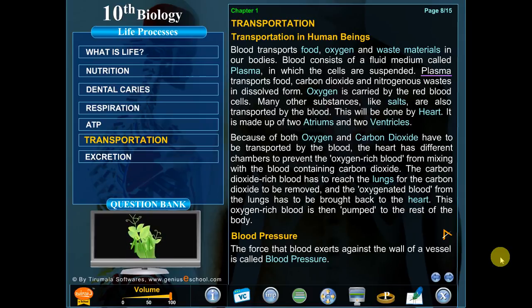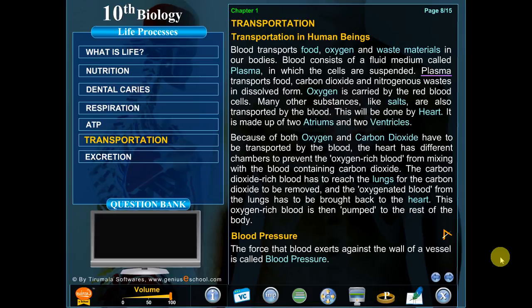This will be done by the heart. It is made up of 2 atriums and 2 ventricles. Because both oxygen and carbon dioxide have to be transported by the blood, the heart has different chambers to prevent the oxygen-rich blood from mixing with the blood containing carbon dioxide. The carbon dioxide-rich blood has to reach the lungs for the carbon dioxide to be removed, and the oxygenated blood from the lungs has to be brought back to the heart. This oxygen-rich blood is then pumped to the rest of the body.